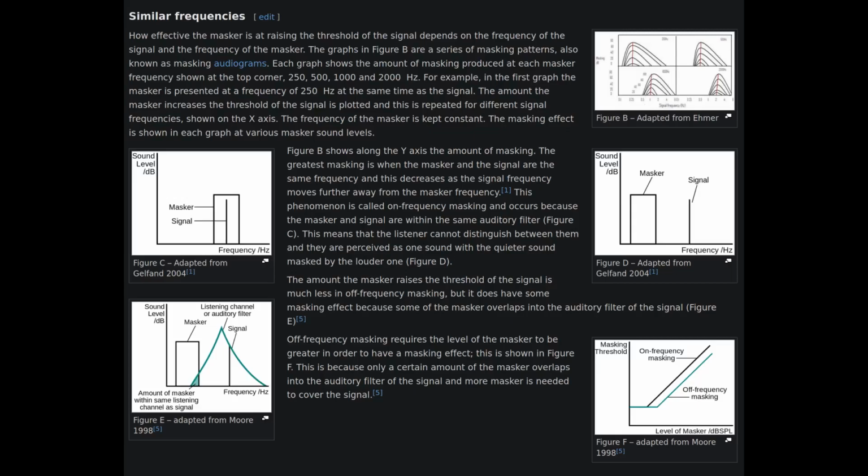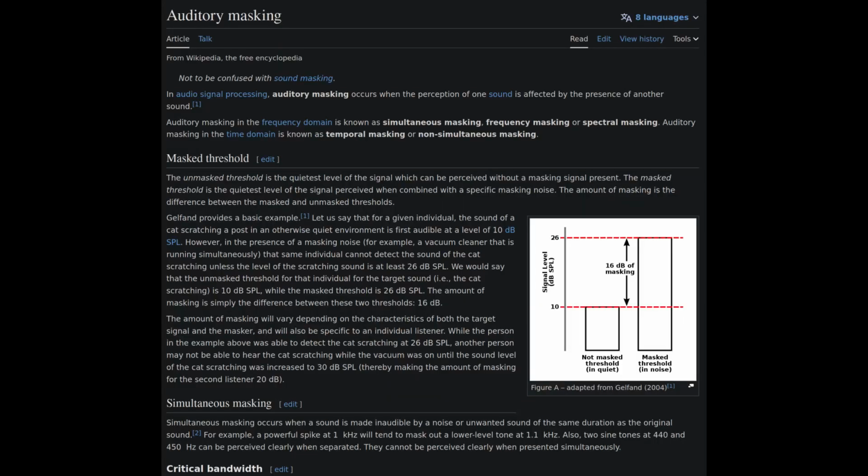I don't think I have much else to say. I just recommend reading the auditory masking Wikipedia article. Tons of very valuable information, and it's a surprisingly easy read. Not saying it's an easy read, but it's easier than I would expect for the topic. It is worded very well.